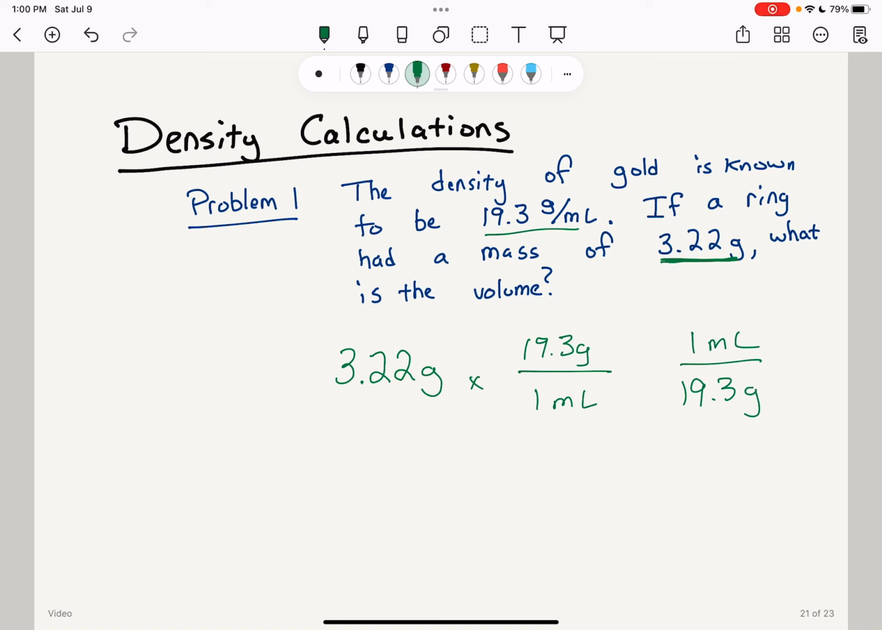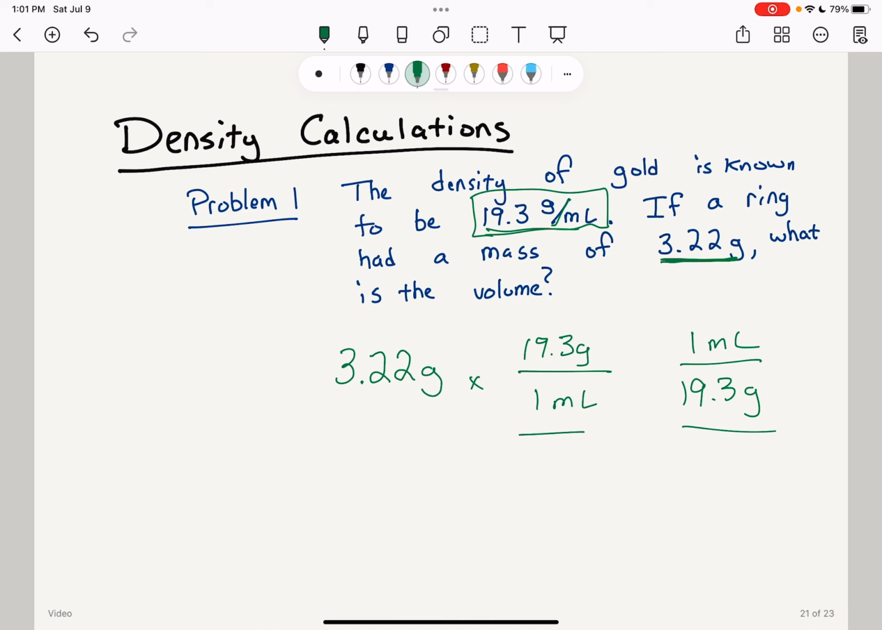Now, how did I know that that was 19.3 grams over 1 milliliter? Well, this is a ratio. Anytime you say grams per milliliter like that, it's over 1 whatever. It's just like 60 miles per hour. That's 60 miles over 1 hour. Okay? So, back to this solving here.